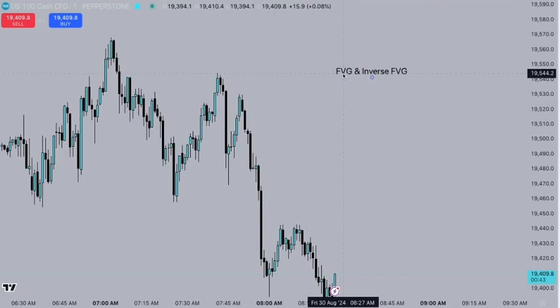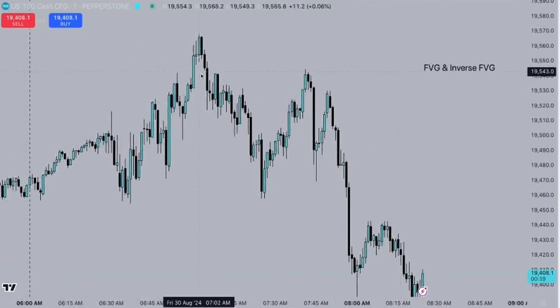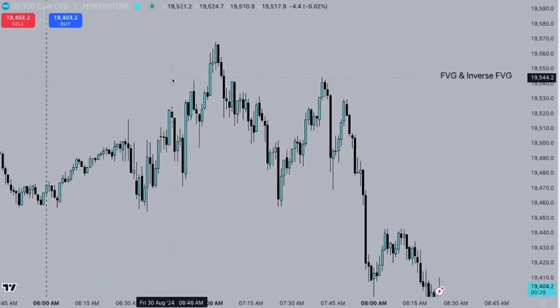Today we're going to be talking about fair value gaps and inverse fair value gaps, and we're going to be going on the market and showing you guys some examples of this. In no way did I make this up. I simply learned this from other people, including ICT concepts.